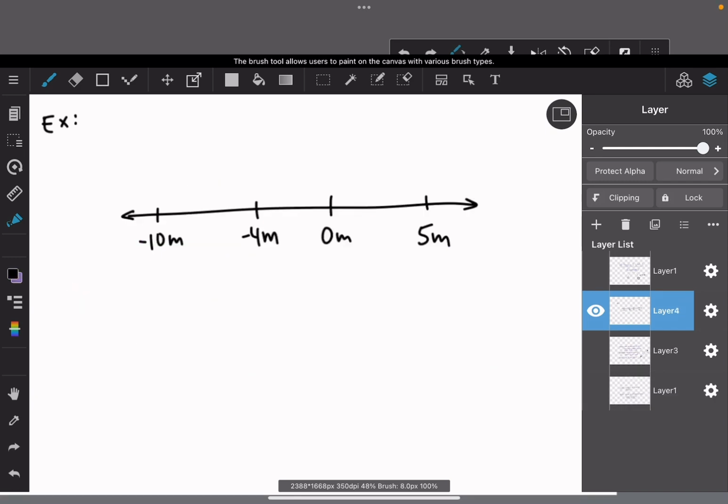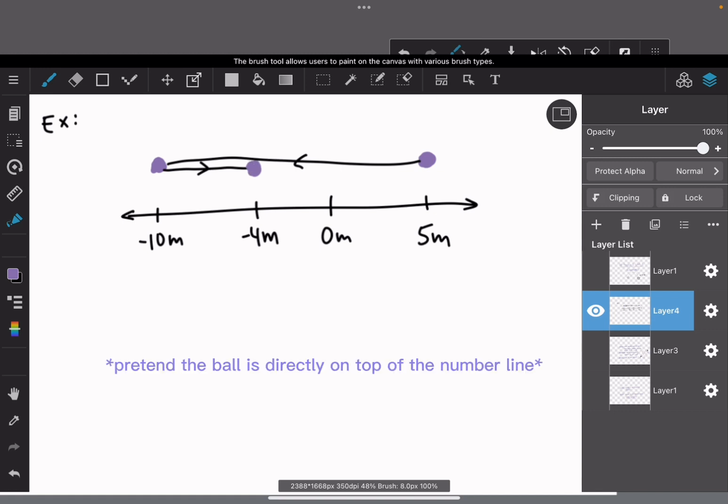All right, let's do an example problem using what we just learned about distance, position, and displacement. So let's say we have a ball that starts at the 5-meter line, and then it moves to the -10-meter line, and then it moves to the -4-meter line. Also, just pretend that the ball is directly on top of the number line. I didn't draw it that way because it would be kind of hard to tell what's going on. Okay, now with that out of the way, let's describe what's going on.